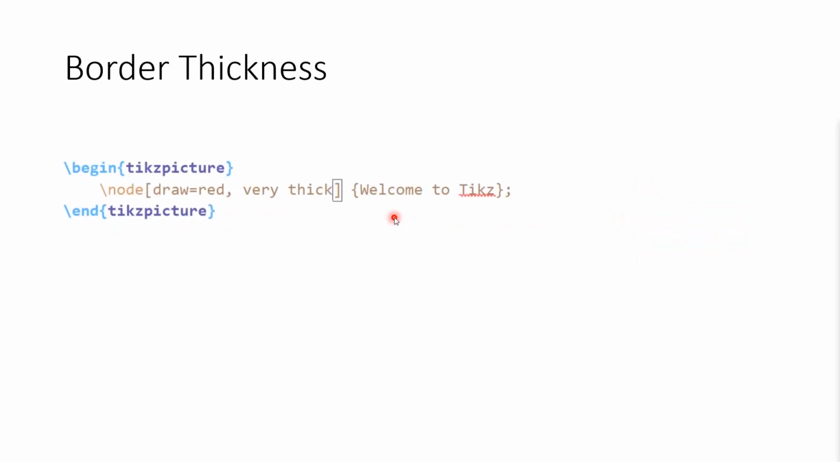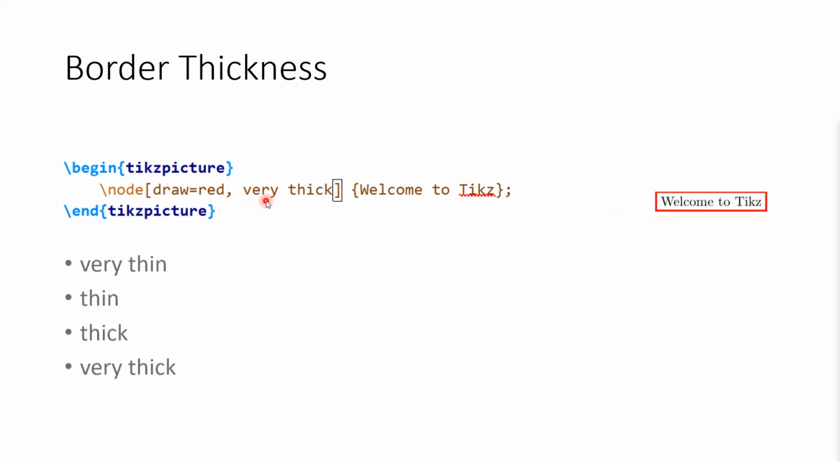Border thickness. The second option is very thick. Now the border thickness will be increased. Here you can specify different options. The options are very thin, thin, thick, and very thick.